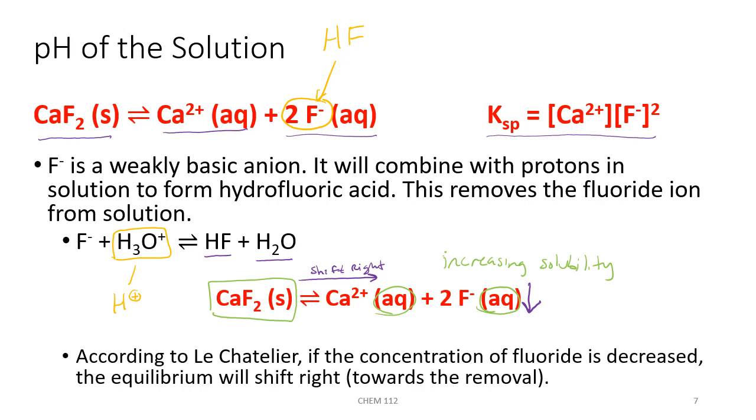So by adding in an acid and decreasing the pH of the solution, we were able to react away some of that weakly basic ion, shifting towards the ions, towards the dissolved calcium ions and towards the dissolved fluoride ions, increasing the solubility of our slightly soluble solid. So our molar solubility of calcium fluoride should increase by dissolving it in a lower pH.